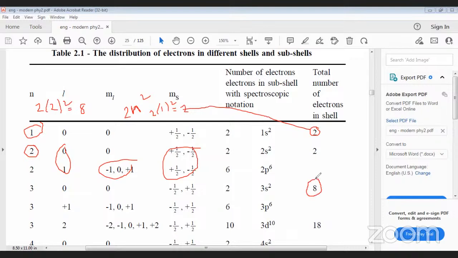See here, how many? 2 electrons here. Here how many? 6 electrons. Total is 8 electrons. Similarly, n equals 3 gives 18, which means 2 plus 6 plus 10, across the three subshells. How many? 2 plus 6 plus 10, 18. Like that you have to calculate.